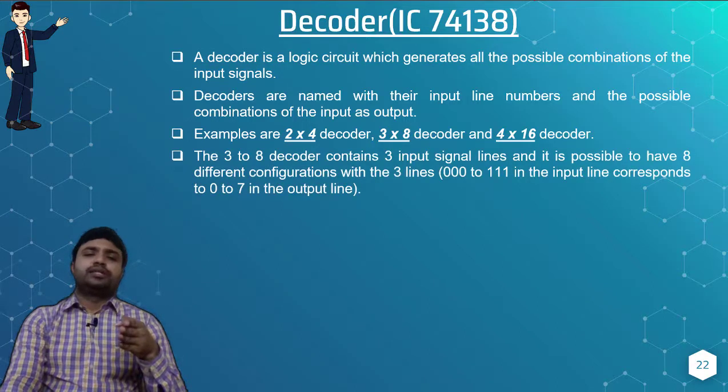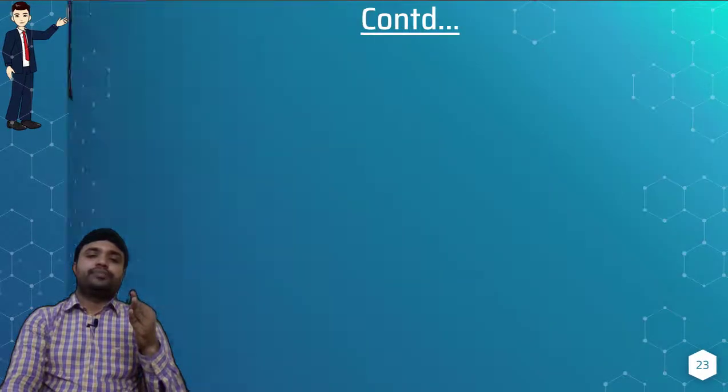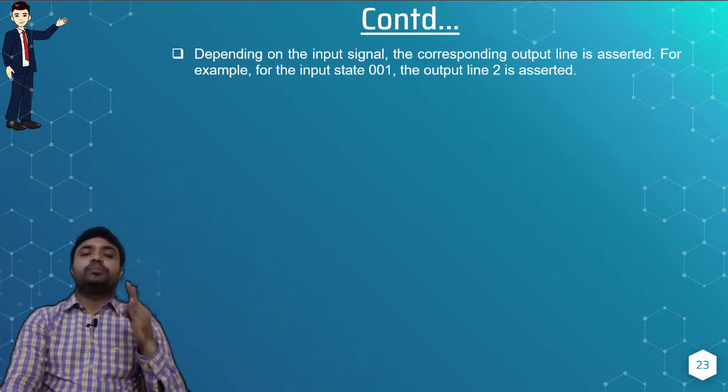Next, the 3 to 8 decoder contains 3 input signal lines, and it is possible to have 8 different configurations with 3 lines, that is from 000 to 111 in the input line. Accordingly, the output varies from 0 to 7, with 8 combinations. Next, this is the block diagram for a decoder. For n input lines, we have m output lines. Depending on the input signal, the corresponding output line is asserted.